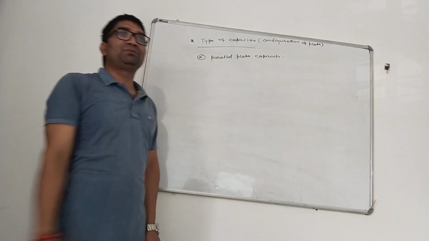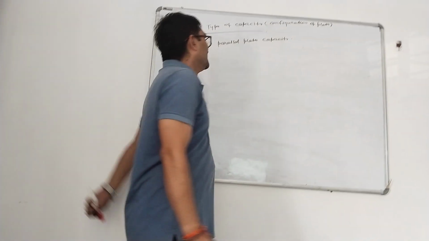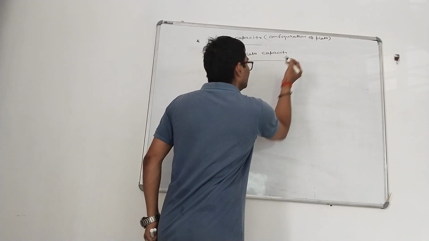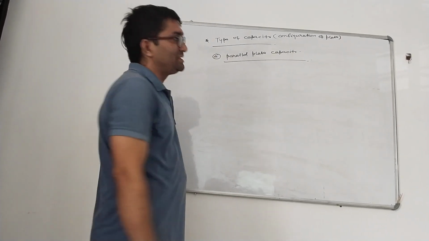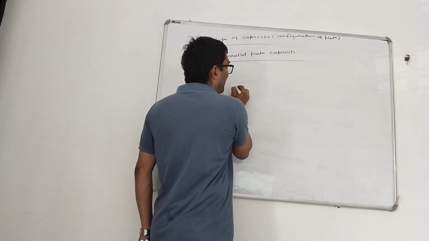Configuration of plate means what? Their shape and size. Here I have written parallel plate capacitor, which means that both plates should be parallel.